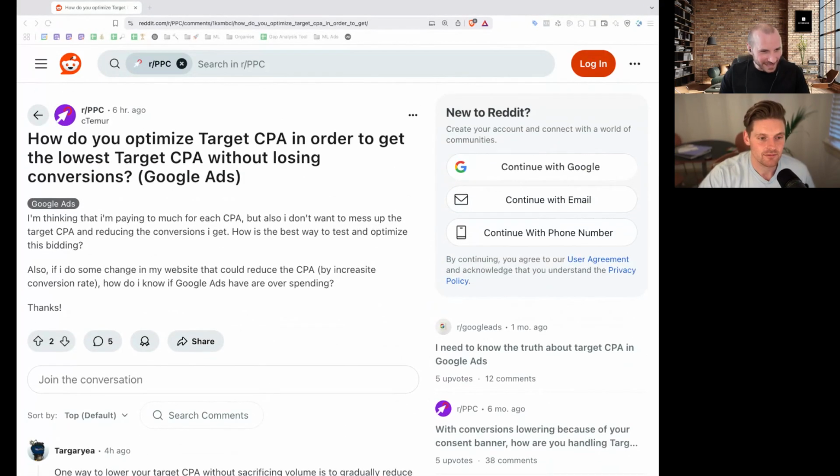The question is, how do I know if Google Ads has been overspending? So again, you should probably have a loose idea of how much you're willing to spend, how much you're willing to risk, how much you're willing to gamble, invest, whatever you want to say, because this is an investment. You are putting money on the line in the hopes that it's going to achieve your goal. So yeah, don't forget about that.